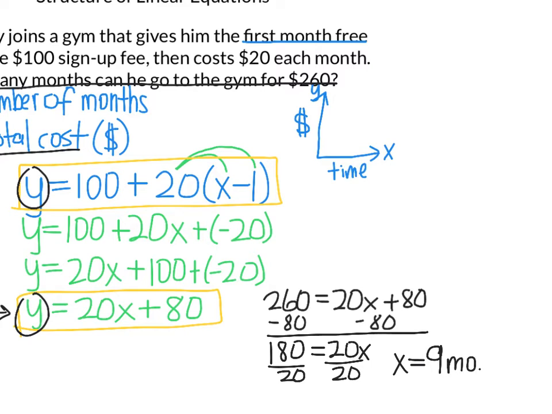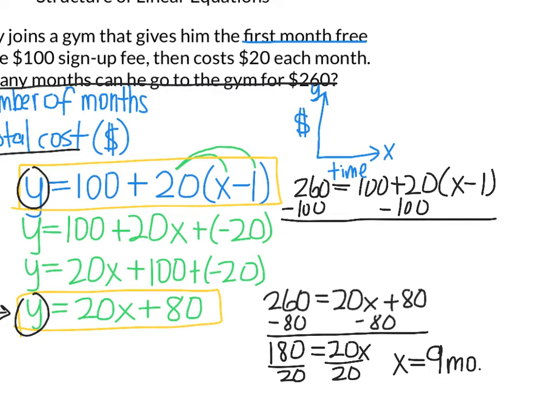Now I want to show you that that would work up here as well. Again, I replace the y with 260. I start by subtracting 100 from both sides. We always want to undo the addition or subtraction first if possible. So 160 equals 20 times x minus 1. And now I undo the multiplication by dividing both sides by 20.